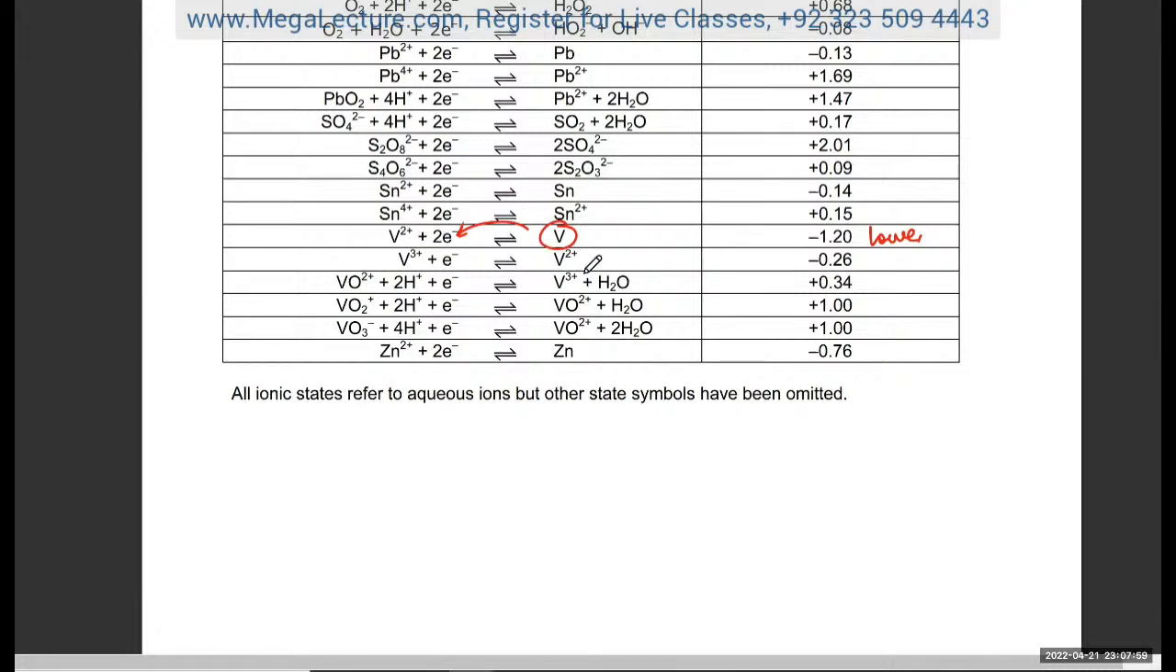Vanadium loses electrons and it forms vanadium 2 plus. The vanadium 2 plus is still lower potential, so it is going to get oxidized further. It's going to again lose electrons and form vanadium 3 plus. The vanadium 3 plus compared to 0.77 is still a lower potential, so it would again lose electrons to form this thing. After that, the reaction will not happen because VO2 plus is not a lower potential compared to 0.77.